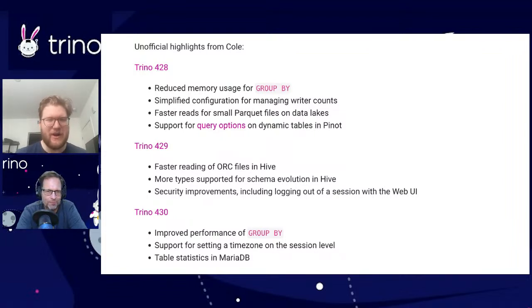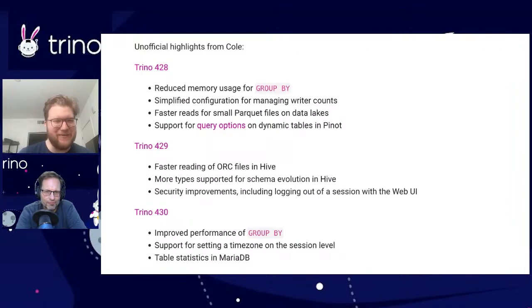429 has faster, oh, I forgot, the query options on dynamic tables in Pinot. I admittedly do not know a whole lot about what query options are. I'm assuming those of you who use Pinot do, but I've linked to exactly what query options are, so you can read more about that if that's something that's fascinating to you.